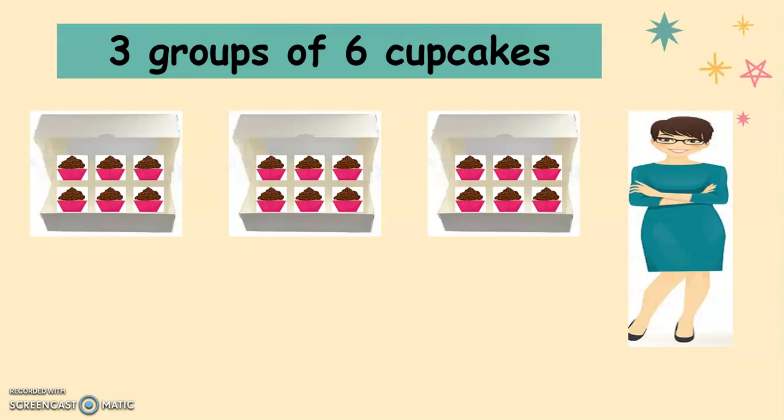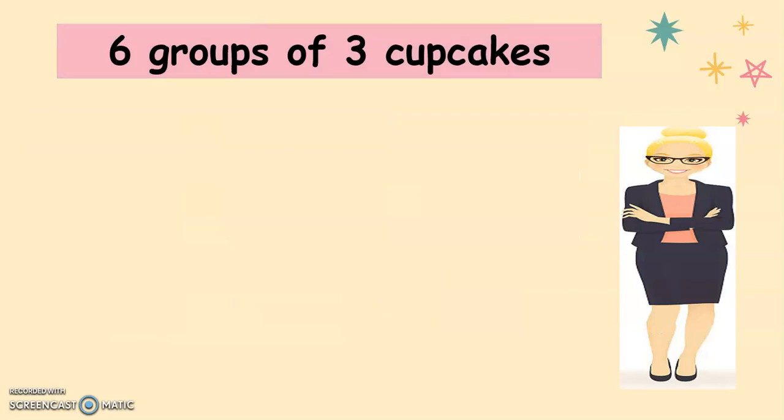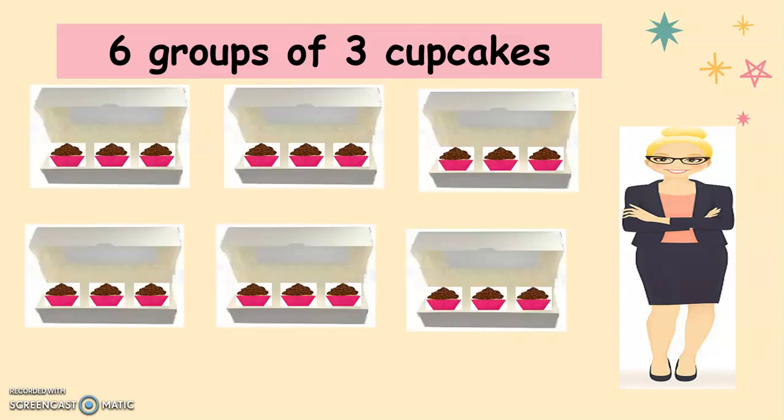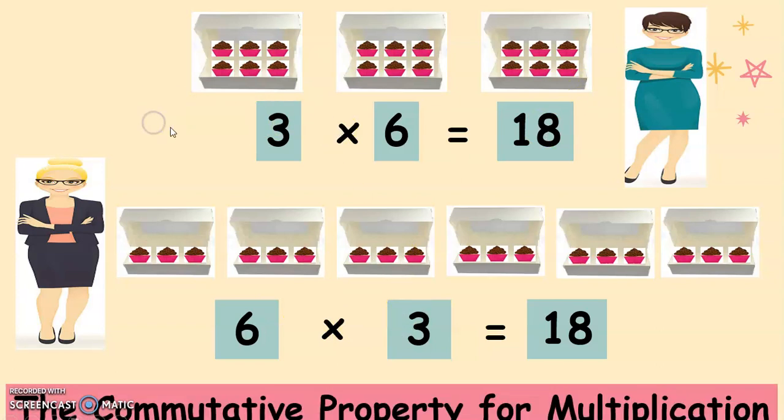So, the multiplication sentence for this is 3 times 6 equals 18. Now, there's another way to describe the groups. This time we have 6 groups of 3 cupcakes. So, the multiplication sentence for this is 6 times 3 equals 18. And we have here 3 times 6 equals 18, and 6 times 3 equals 18. And we call this the commutative property for multiplication.